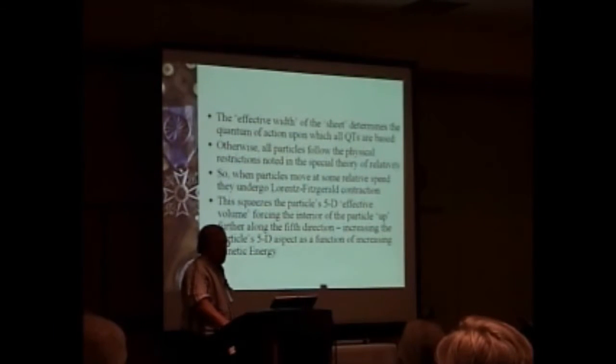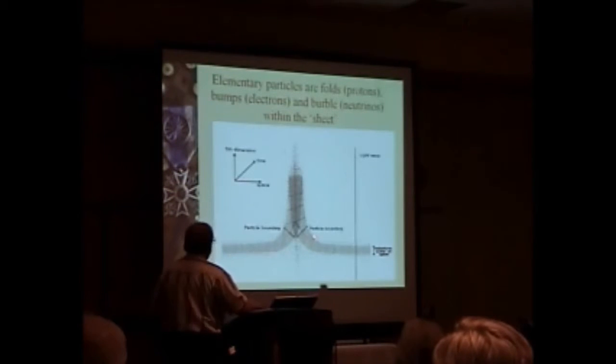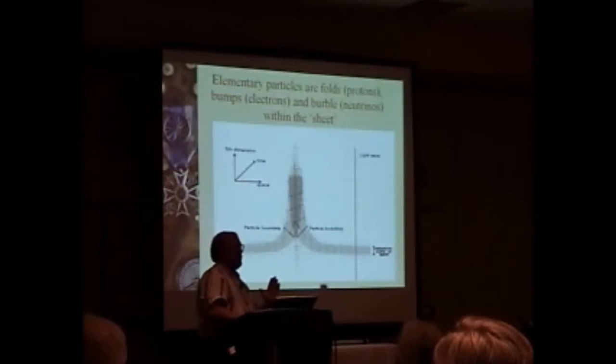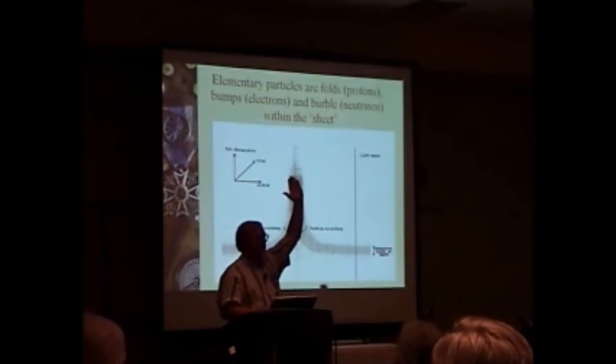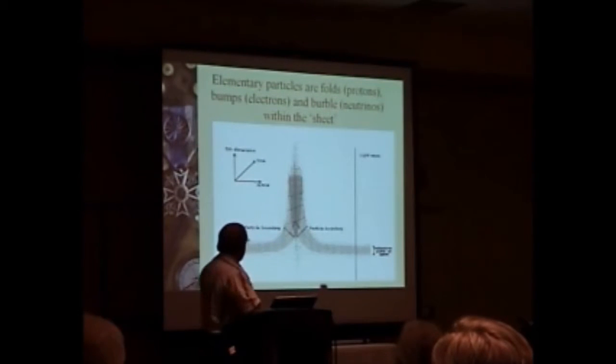This squeezes the particles by the effective volume, forcing the interior of the particle up along the fifth direction, increasing the particle's fifth dimensional aspect as a function of increasing kinetic energy. In other words, if this particle is moving through time near the speed of light, the width right here will squeeze, but the overall volume of the particle in fifth dimensional space will stretch up. So if this particle goes fast, it stretches further in the fifth dimension. As it goes slower, with less kinetic energy, it comes down closer to the sheet, our normal four-dimensional space-time here in the sheet.